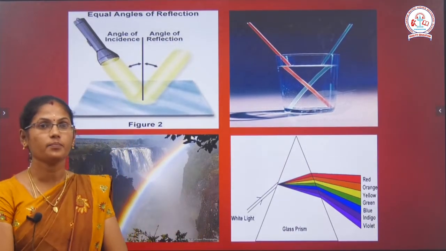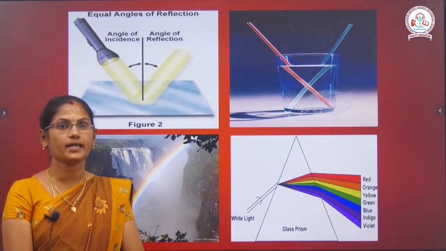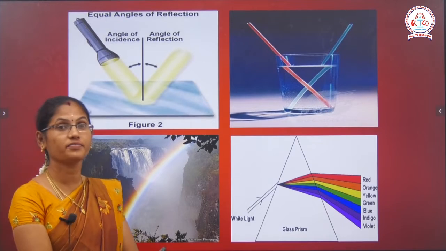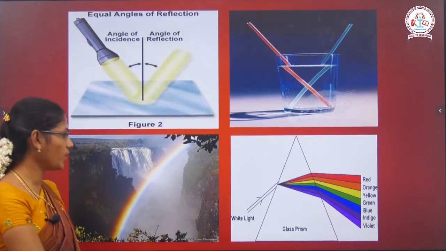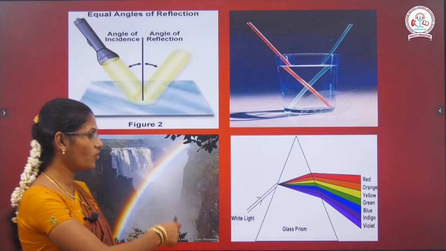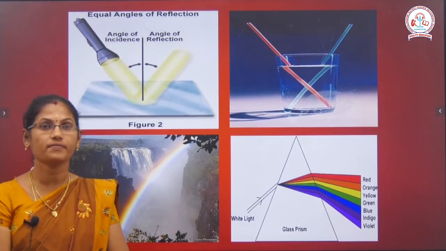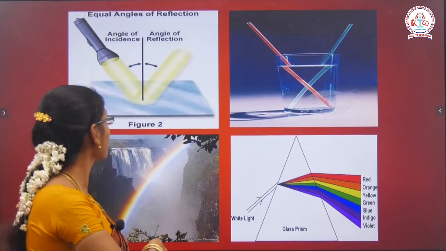So see this diagram. What is the first diagram? This is reflection, and second diagram refraction, and third one rainbow, and fourth one dispersion of light. I will explain one by one. First, reflection.